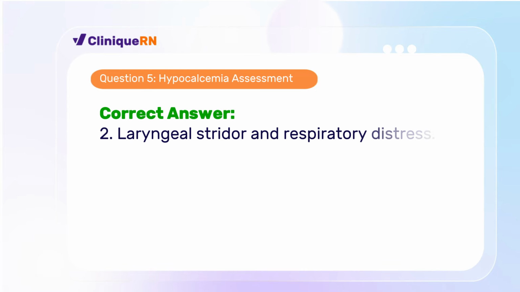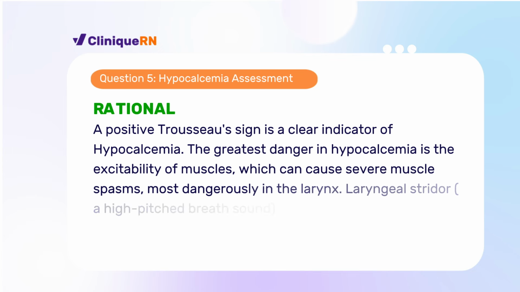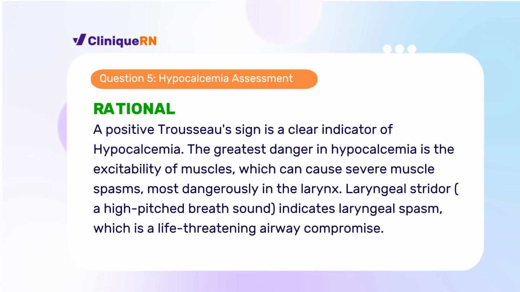The correct answer is 2. Laryngeal stridor and respiratory distress. Rationale. A positive Trousseau's sign is a clear indicator of hypocalcemia. The greatest danger in hypocalcemia is the excitability of muscles, which can cause severe muscle spasms, most dangerously in the larynx. Laryngeal stridor, a high-pitched breath sound, indicates laryngeal spasm, which is a life-threatening airway compromise.